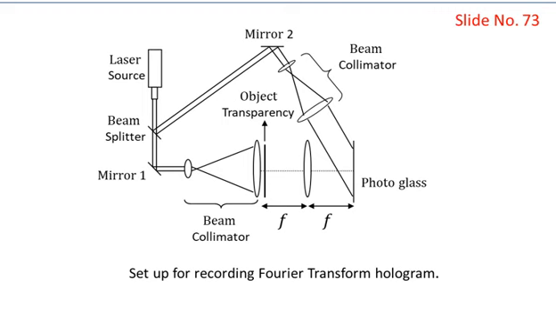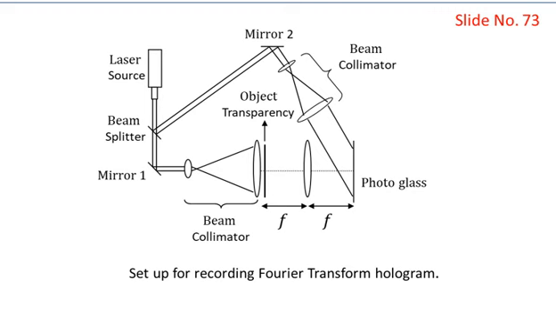This is the caption: setup for recording a Fourier transform hologram. You see that a beam from the laser hits the beam splitter where it is divided into two parts. One part of the beam goes towards the mirror M2, the other part goes towards the mirror M1. The beam after reflection from the mirror M1 passes through the beam collimator, where the beam is collimated and also expanded in diameter.